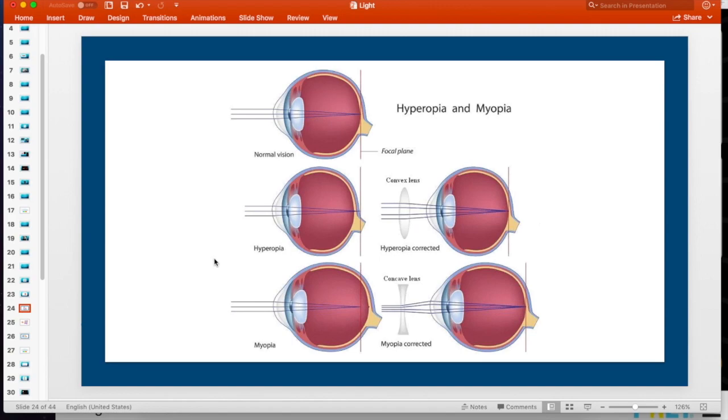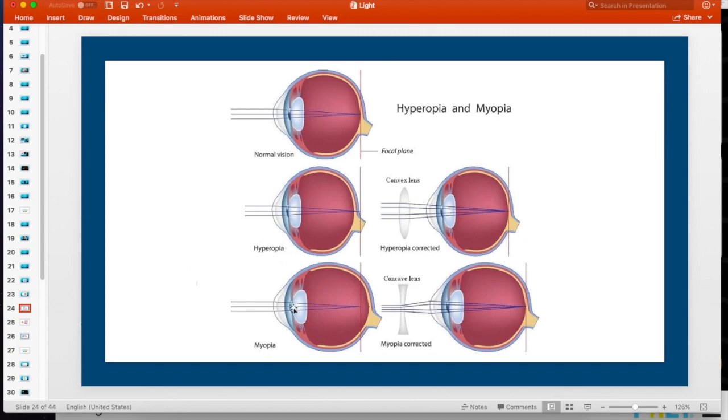Here are other types of visual defects: hyperopia and myopia. Hyperopia is another word for farsightedness. You're really good at seeing things far away. You're kind of bad when it comes to looking at things nearby. Myopia, you're good at seeing things near. You're nearsighted, but you have a difficult time viewing things that are far away.